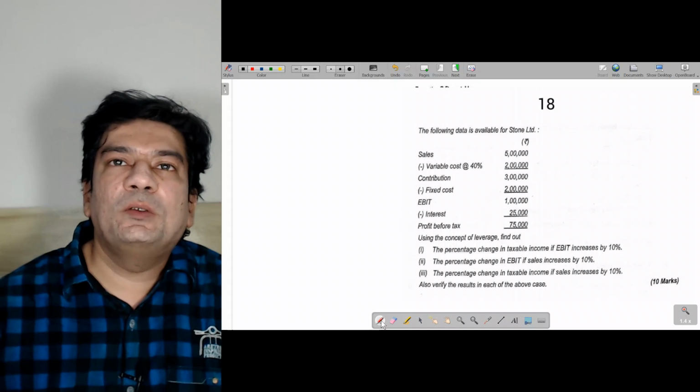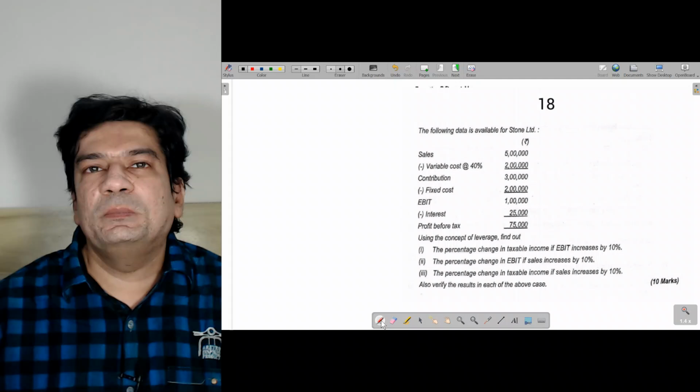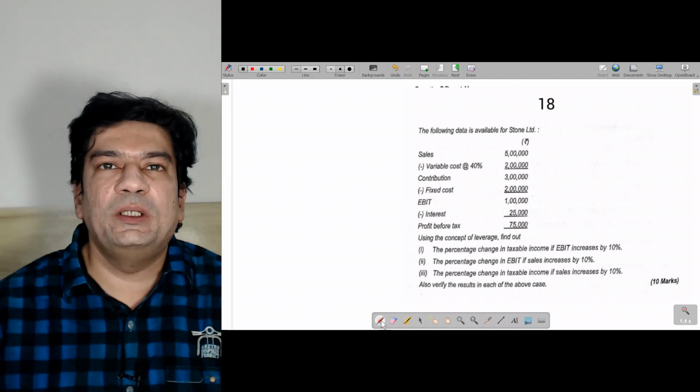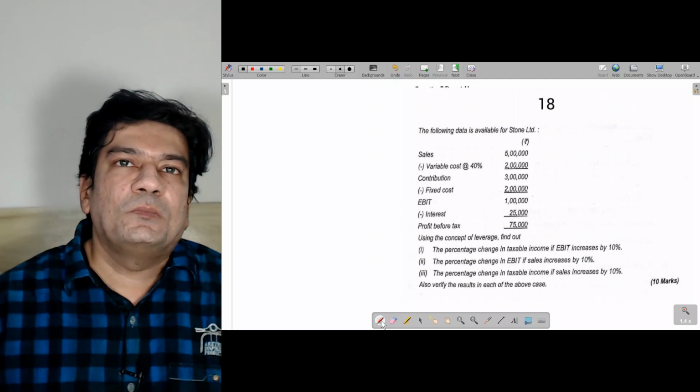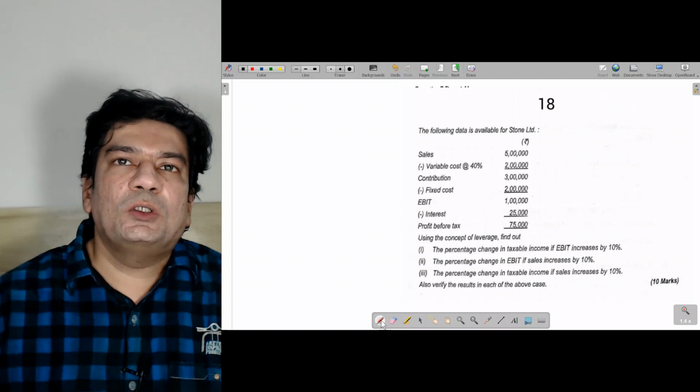So now we are going to this 18th sum. This is your exam sum. I think in Jan 2021 exam it has come. So let's read it. The following data is available for Stone Limited.